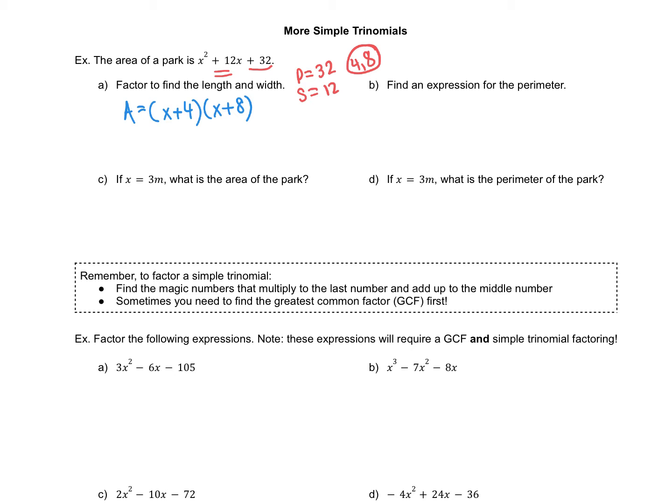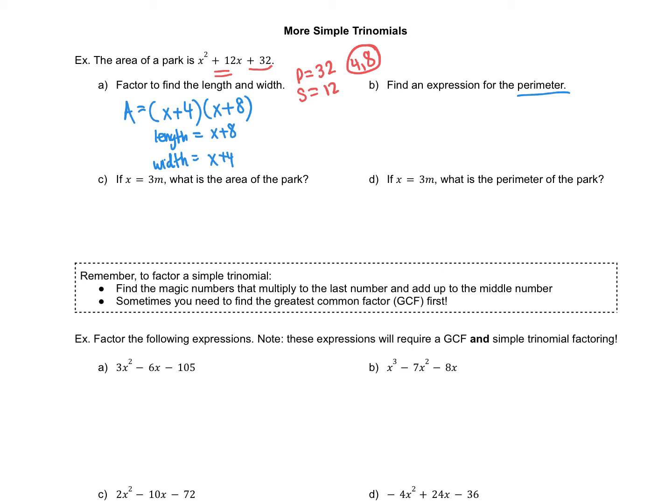And then each bracket will be one of the dimensions. And it's really your choice what you want to call what. So for the length, I personally like to choose the bracket that looks like it's going to be bigger. So I'm going to say it's x plus 8. But if you said x plus 4, that would be perfectly fine. And for the width, I'll just do the other one, which is x plus 4. Now that we have these expressions, let's go to part B.